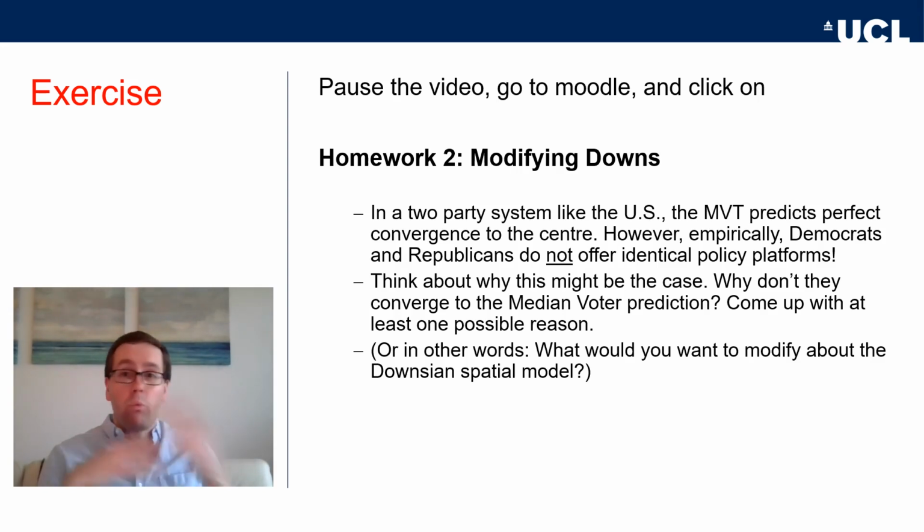So what would you modify? Why is this the case? What would you change about the model to account for this? So you can think about changing some of these simple assumptions and see what the outcomes are.